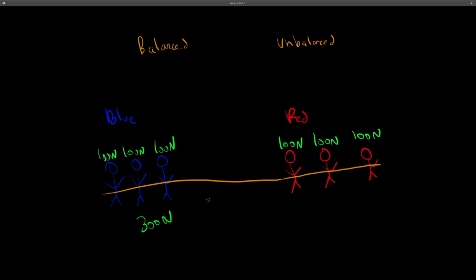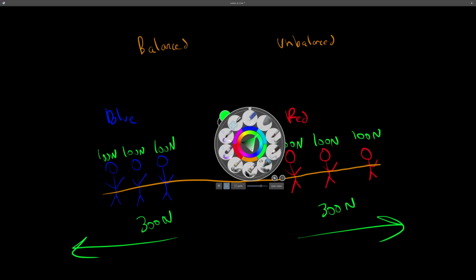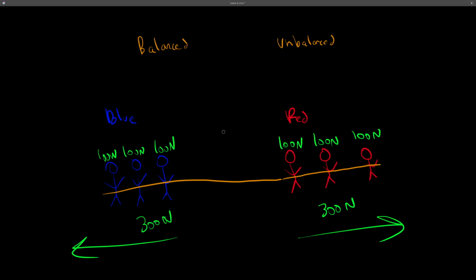So here it's 300 newtons on this side, and it's going this way. And here it's 300 newtons on this side, and it's going this way. What will happen to the rope? And my answer to you is that it will not move. Nothing will happen. Why? Because both forces cancel out, right?